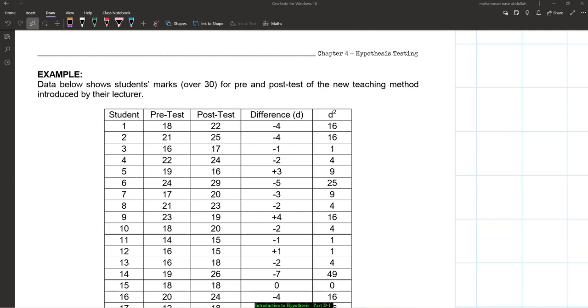Okay, let's look at the example. Right, so the data shows student marks over 30, right, for pre-test and post-test.